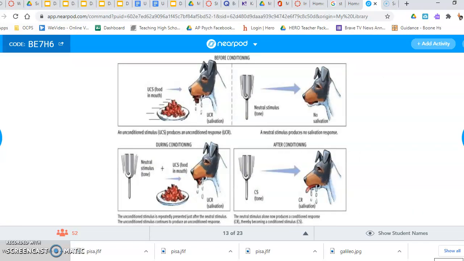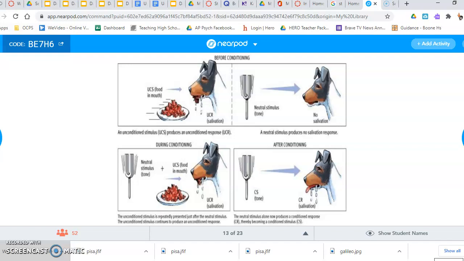Here's another example. It's the same example. Here they're using a tuning fork, but it just walks you through. The UCS is the food, the unconditioned stimulus. The UCR is the salivation or the drool. The tuning fork here is the neutral stimulus. When you wave a tuning fork before conditioning, then the dog's not going to do anything. He's going to be like, what's that? All right. Then you start to condition the dog. You wave the tuning fork, it'll make a sound and present the food. And then the dog will salivate for the food, right?